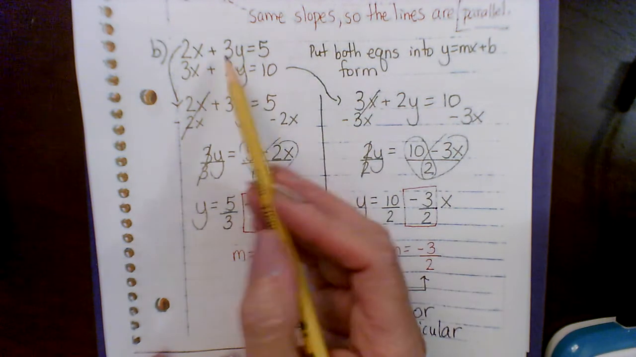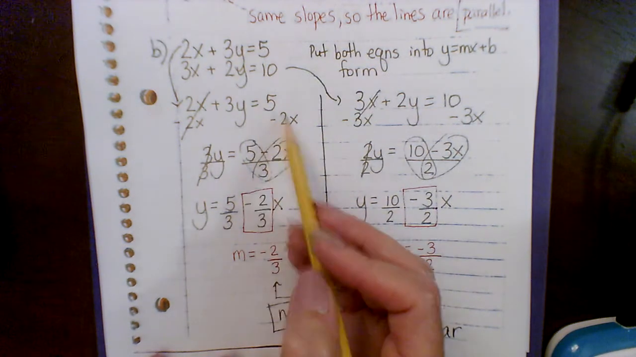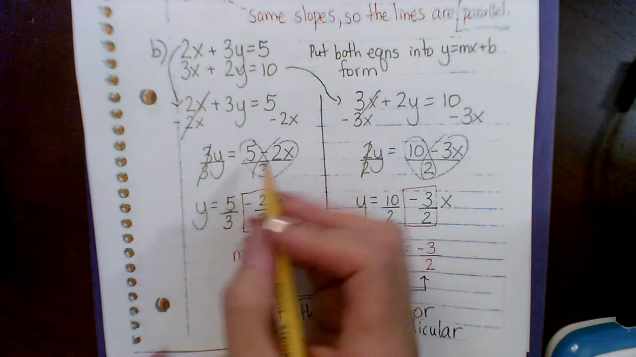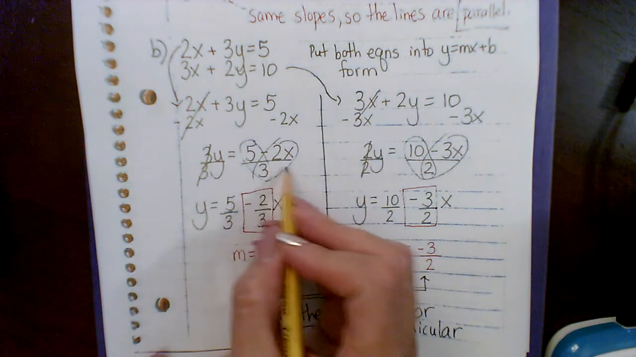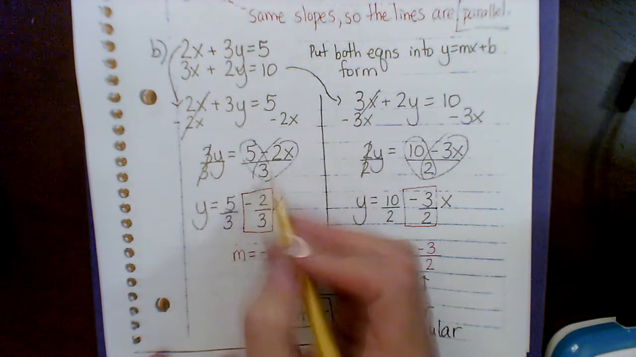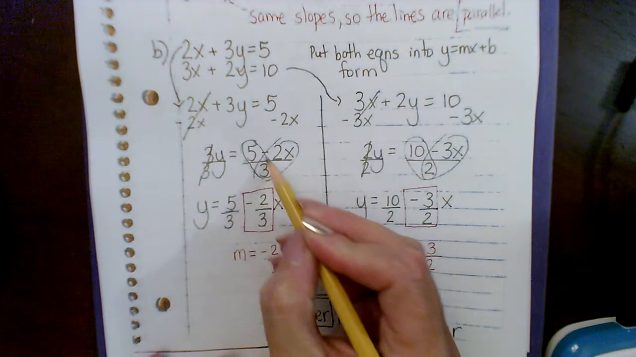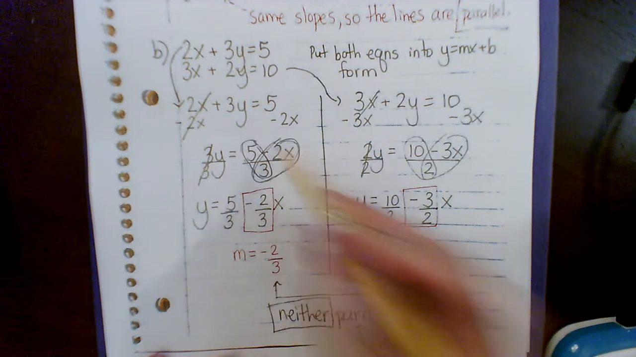So for this one, to get y by itself, I subtracted 2x from both sides and then divided by 3. Remember, if you divide by 3, I could have divided by 3 twice for each term, or I can divide it by 3 and just know that I do have to divide both the 5 and the negative 2x both by 3.